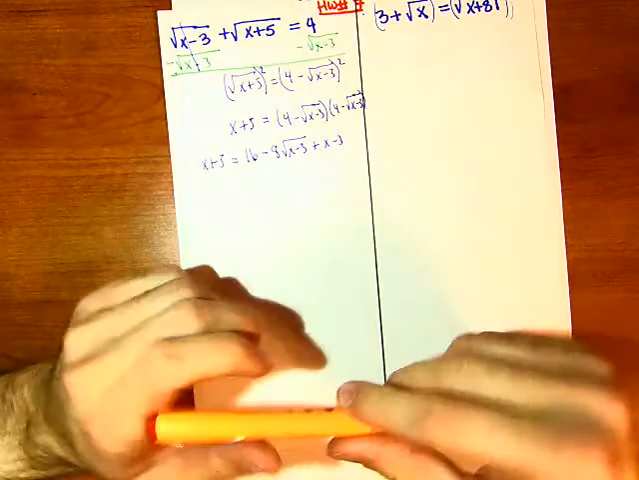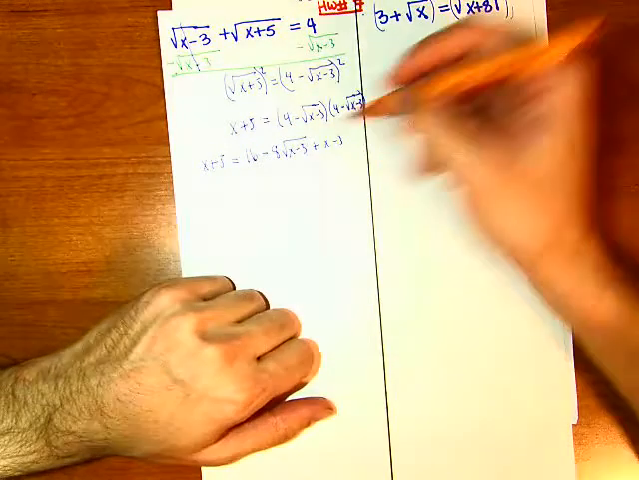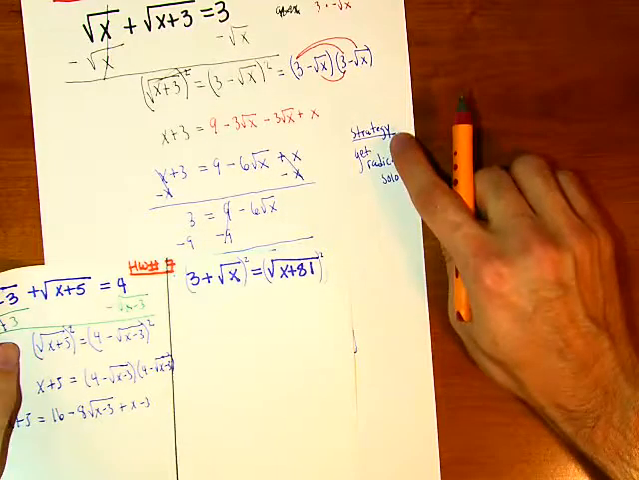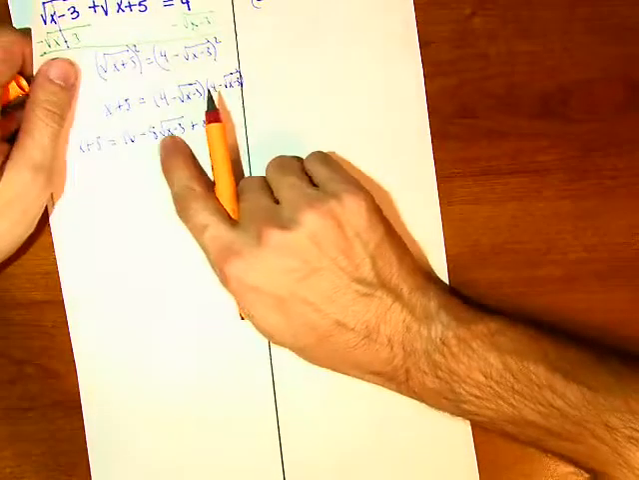Now what do we want to do? The same idea as before: we have another radical here, so let's get this by itself. Right?